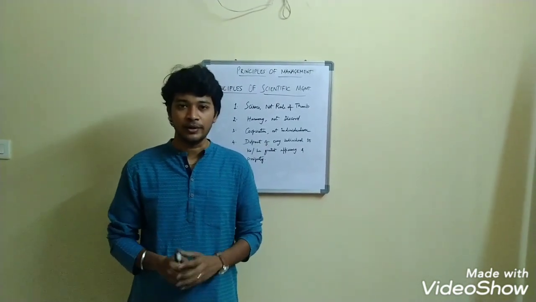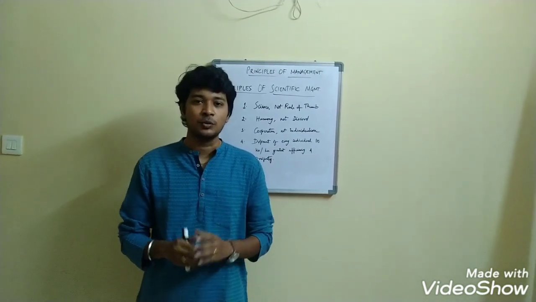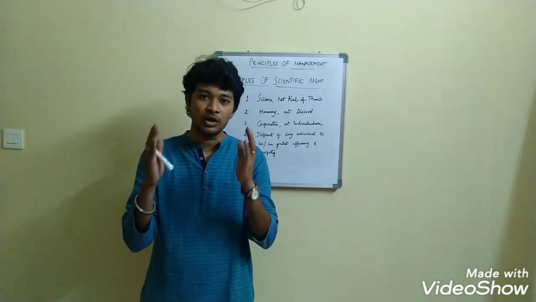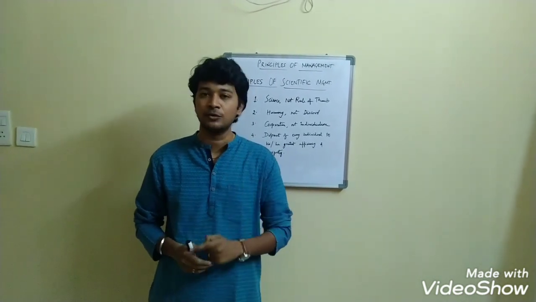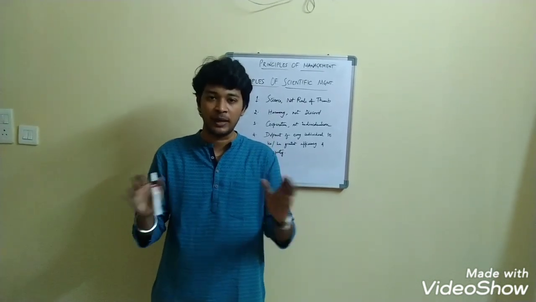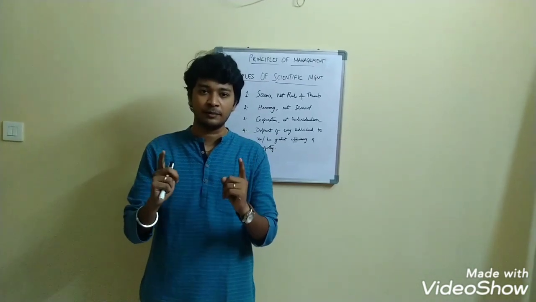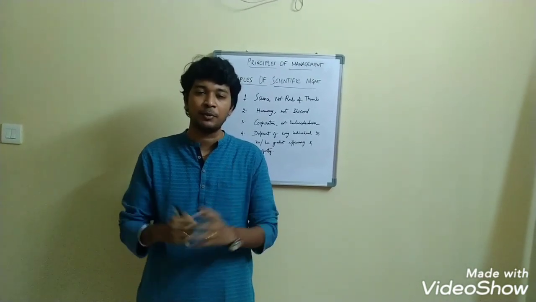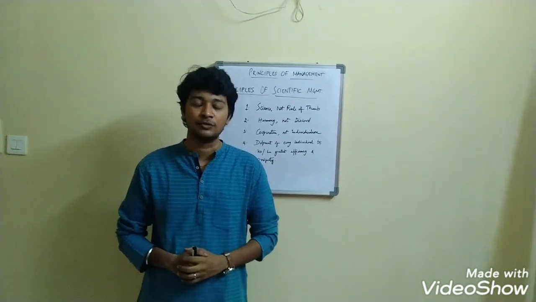So in Taylor's own words, scientific management is to understand what you want your men to do and to make sure they do it in the cheapest and the best way possible. So he always thought there was only one most scientific method to do anything in the best way possible, and that's what Taylor's scientific principle management is all about.